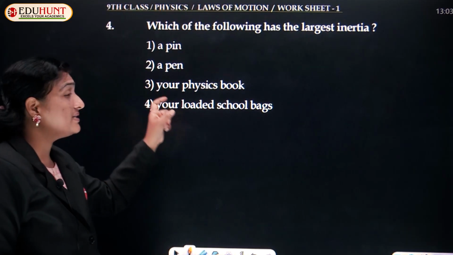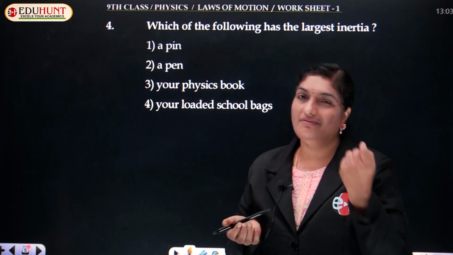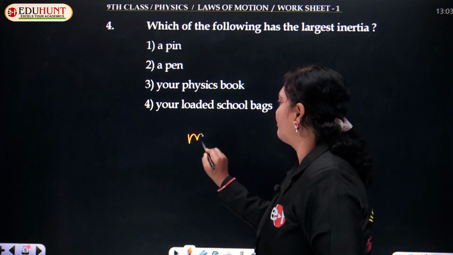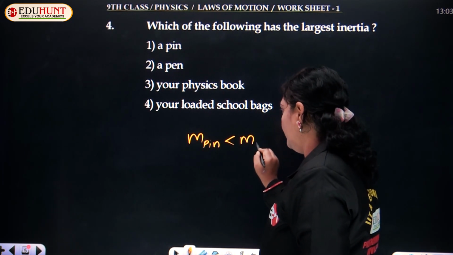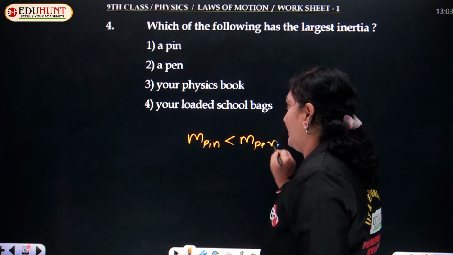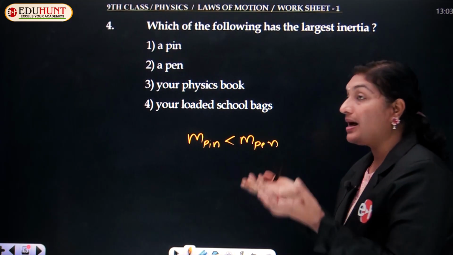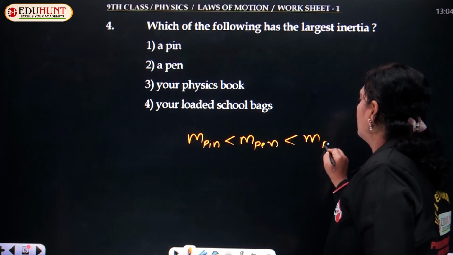Whereas a pen has some amount of mass, a pin is very light. So clearly, the mass of a pin is less as compared to the mass of a pen. What about your physics book? Of course, the mass of a physics book is more as compared to the mass of a pen.